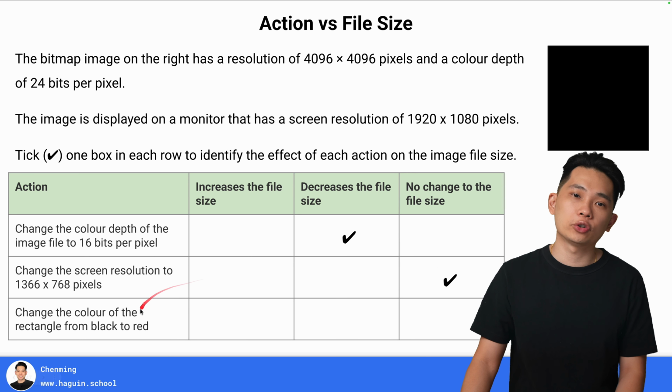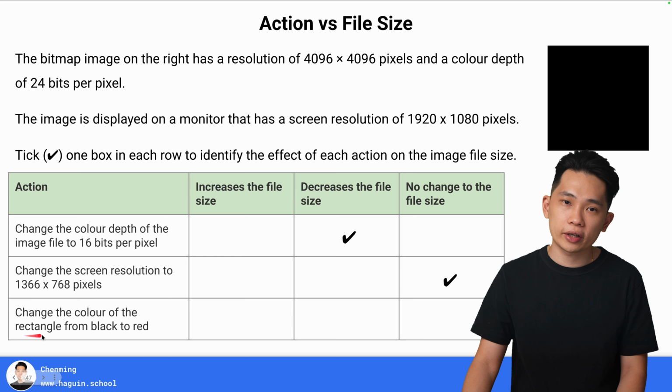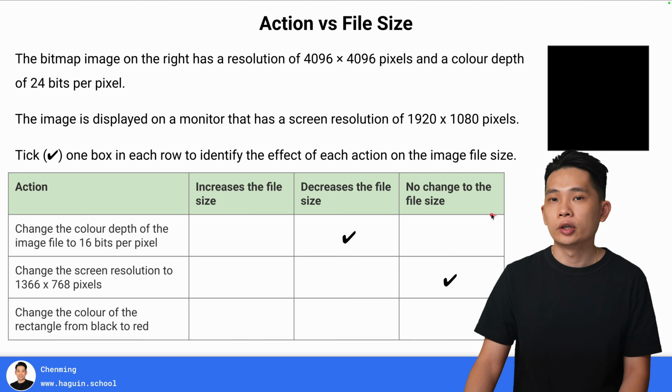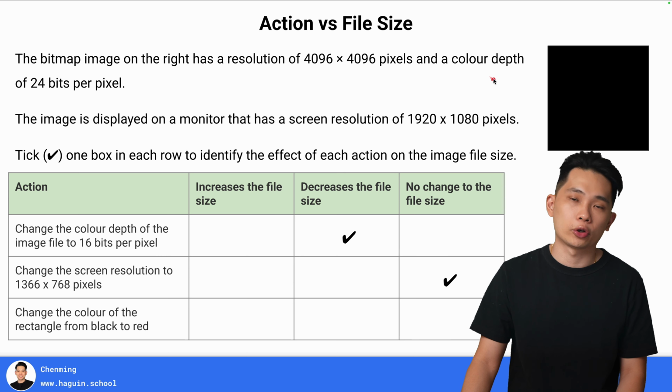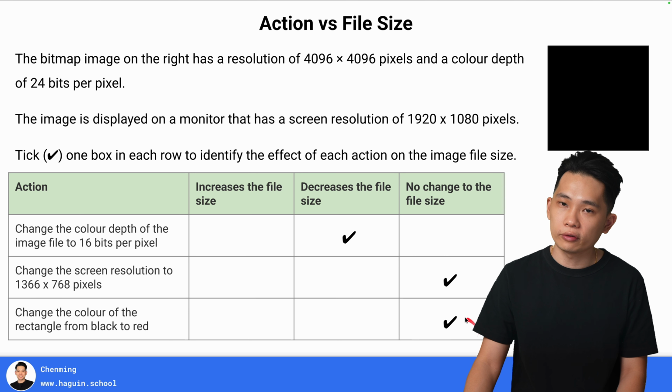And the last action will be change the color of the rectangle from black to red here. We are just changing this color from black to red. We are not changing the color depth. We are not changing the pixels here. Therefore, the solution will be no change to the file size here.